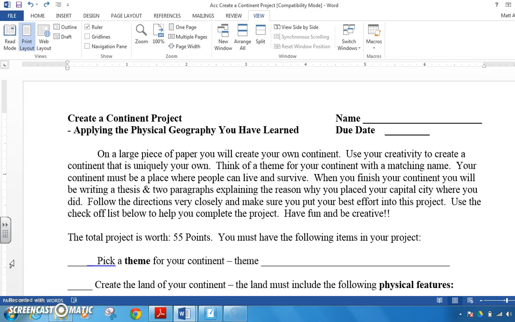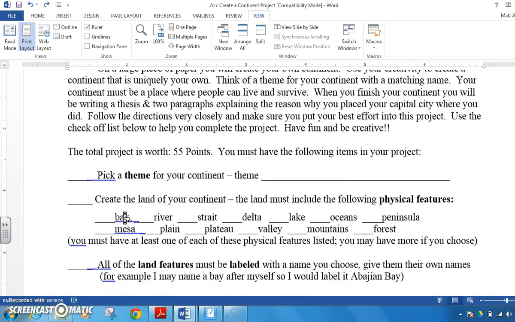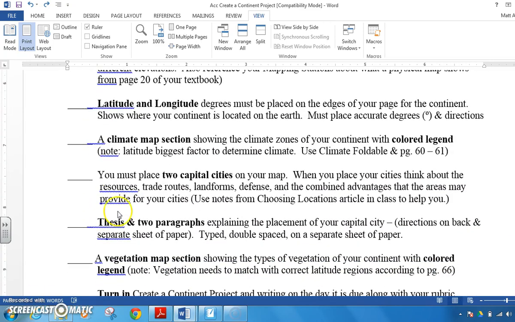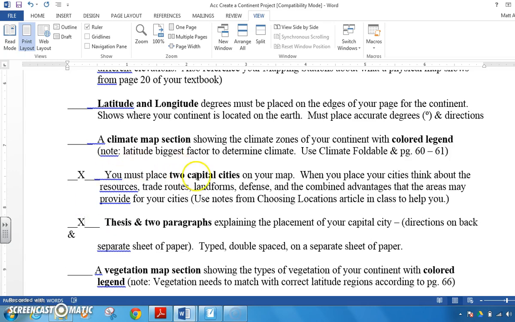Today we're going to wrap up probably the last parts of it, which is your writing. What I'm going to ask you to take out while you're working through this is your continent project itself, along with the project instructions here. You can scroll all the way down to the bottom, and we are putting together these two areas right here: the two capital cities and the thesis in 2 paragraphs.